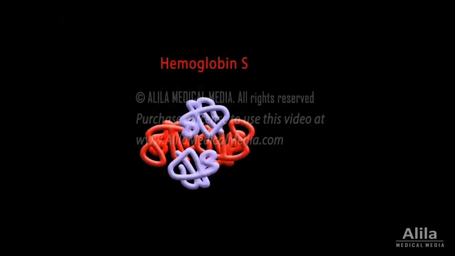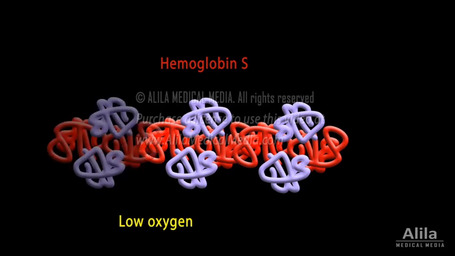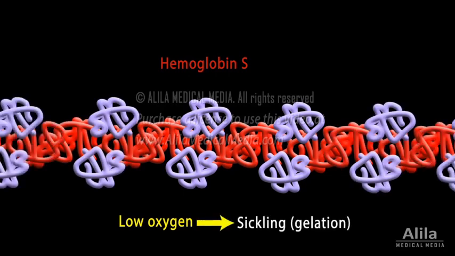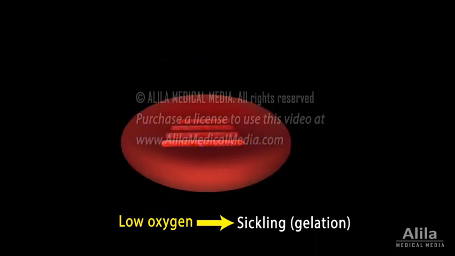Hemoglobin S has the tendency to form polymers under low oxygen conditions. This process is called sickling or gelation for the gel-like consistency of the resulting polymer. As the polymer filaments grow, they eventually involve the cell membrane and distort the cell into the characteristic crescent shape.